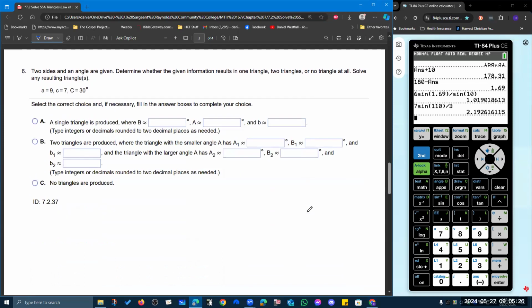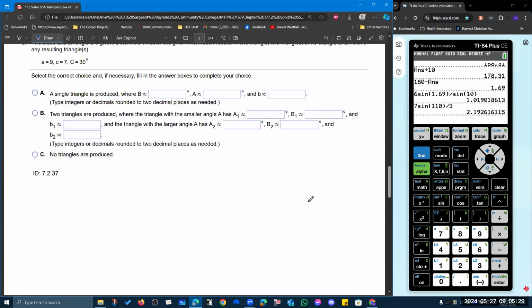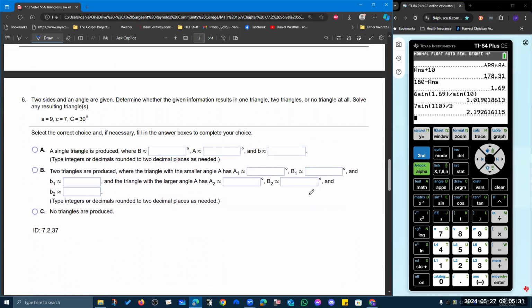Now let's look at this. I think this is our last problem here. So let's draw this triangle. The angle in the lower left-hand corner here is going to be 30 degrees. The side across from it is going to be 7. And the other side given to us is going to be 9. This is going to be angle A. This is C. This is B. So we're going to find angle A.